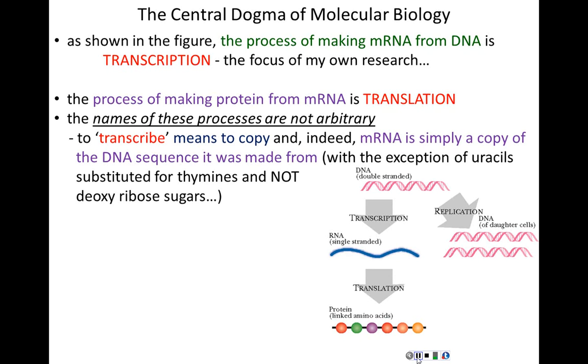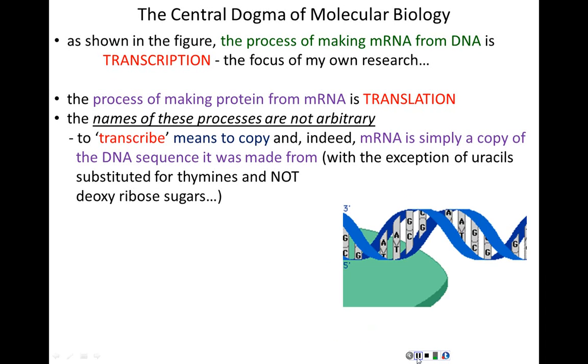Now, there are subtle differences. There's that extra hydroxyl group on the ribose sugar. It's single-stranded, and I guess most important, there are uracils instead of thymines. Okay, fine. Great. But for all intents and purposes, DNA is a sequence of nucleotides. Messenger RNAs are sequences of nucleotides. The messenger RNA carries the same sequence as the DNA gene it was made from.